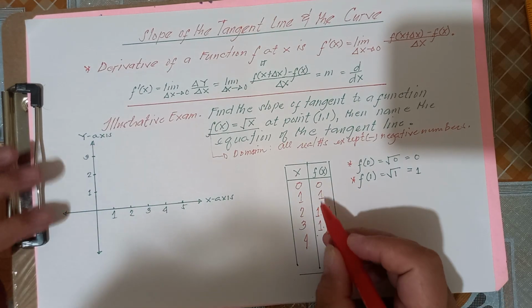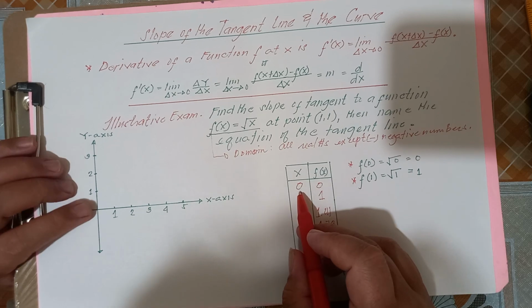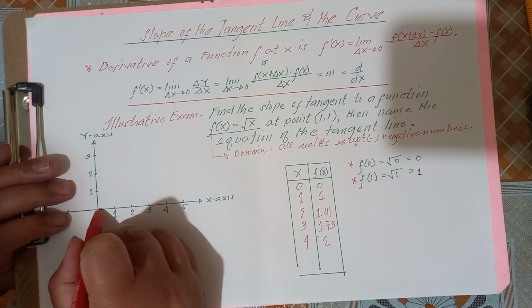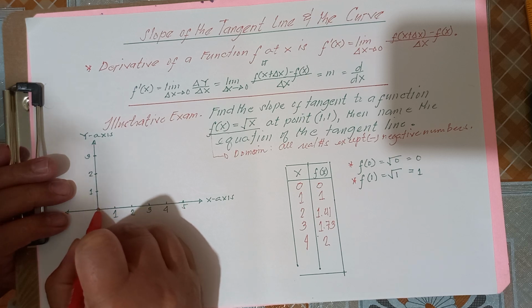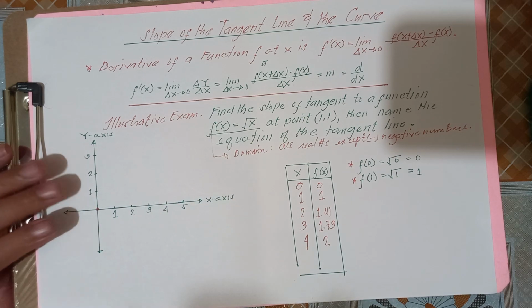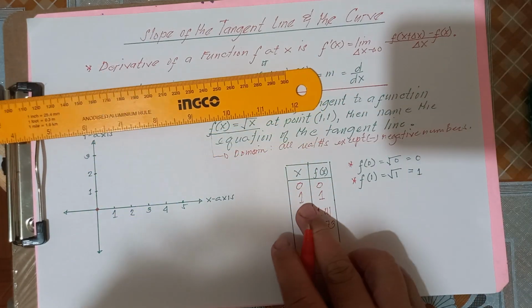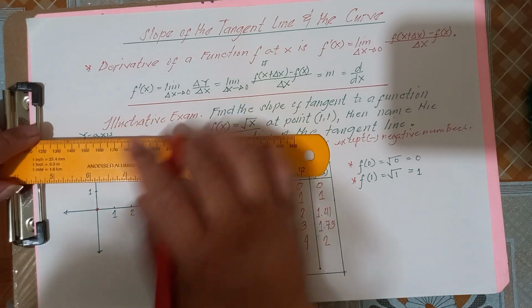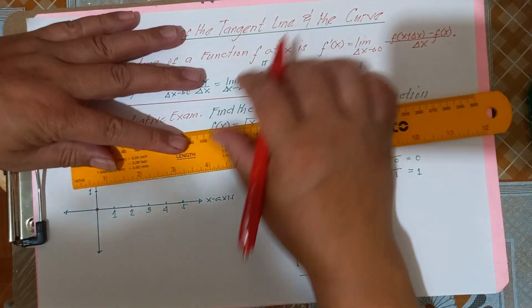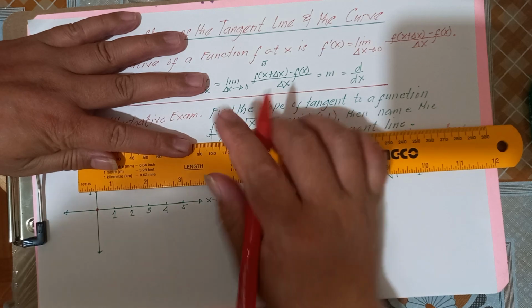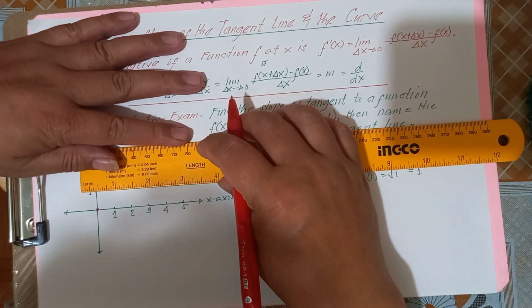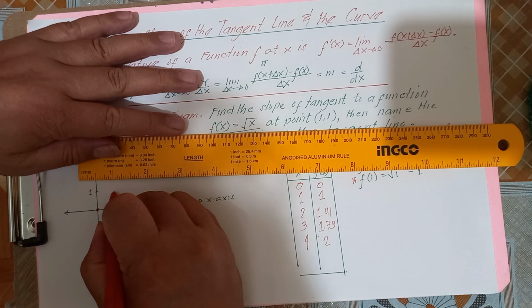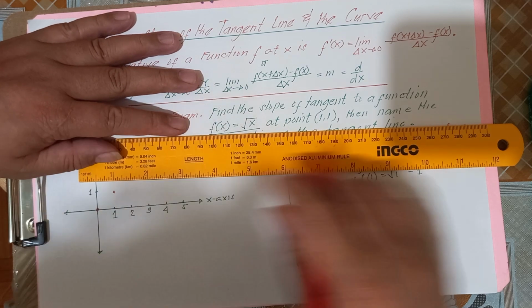So if I have x which is 0, that is located at the point of origin. So meaning to say it is located in here. So if I have 1, my f of x is also 1. So where is that located? Now that is located in here. I will use a ruler so that I can have a very exact, more or less accurate drawing.